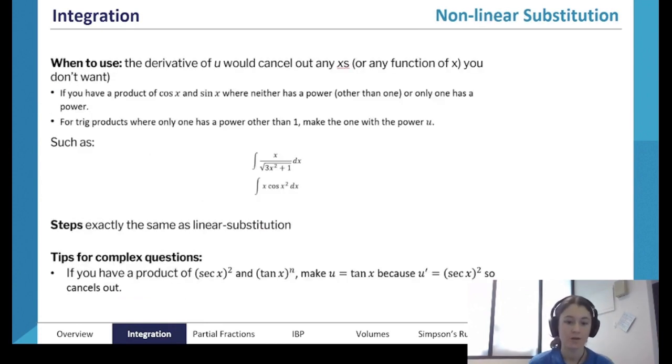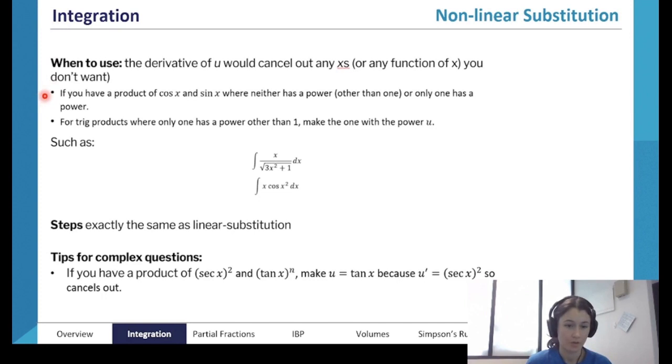Okay, we're going to quickly go over the tips that I had for more complex questions. Again, because we don't have time to go over all examples for all of these tips, if you are interested in them, I would recommend making yourself a question or finding a question in your textbook that kind of matches these tips to practice yourself to better your understanding.